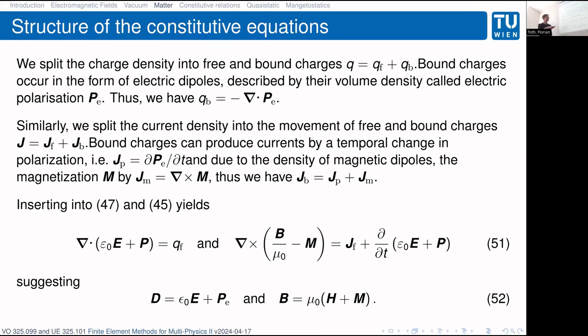And similarly, in Ampere's law, you have the curl of H, and H must be B over mu 0 minus the magnetization. On the right hand side, you have again the time derivative of D. So this is then the correct, consistent form of the constitutive relations that you need to have. And all nonlinearities, for example, can be contained in the polarization or in the magnetization.